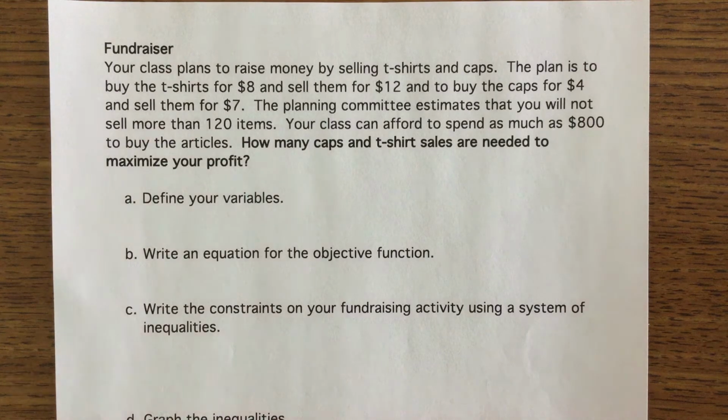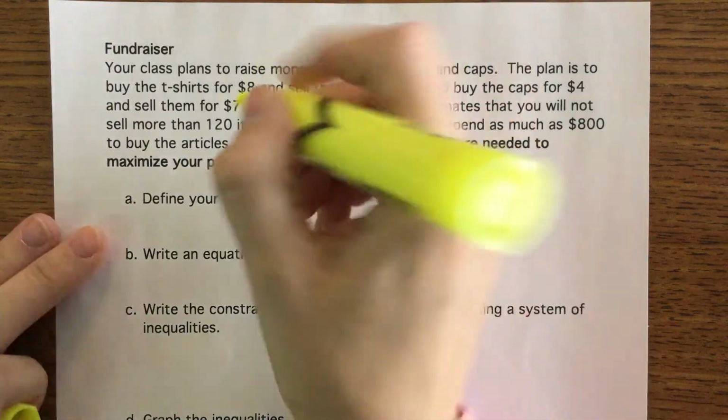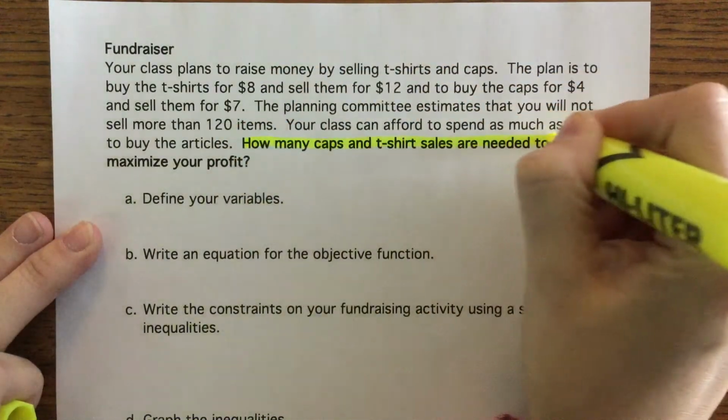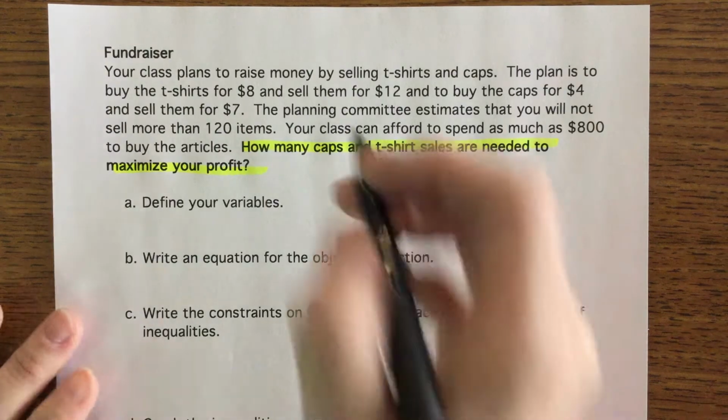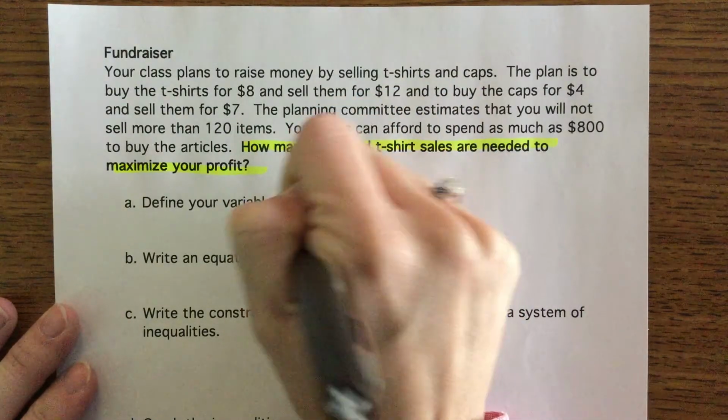Okay. The most important information is in the question that you all have right here. So how many caps and t-shirt sales are needed to maximize your profit? Our two variables are what we are solving for. What are we solving for in this case? What do we want to know? Josie? The number of caps and then the number of shirts. Yeah, the number of caps and t-shirts that you need to sell. So that's going to be our X and our Y.